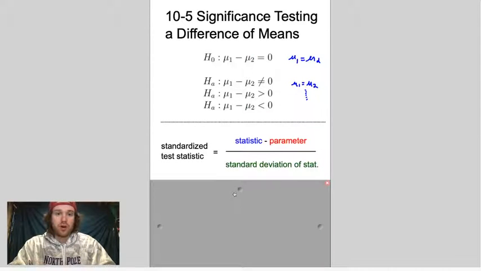So what about our standardized test statistic? Remember, it's always, doesn't matter which significance test we are doing, statistic minus parameter divided by the standard deviation of the statistic. In the last video, we showed the kind of the proof of how you get the standard deviation of a difference of 2 means. So if you want to try and understand that in a deeper manner, please watch that video.